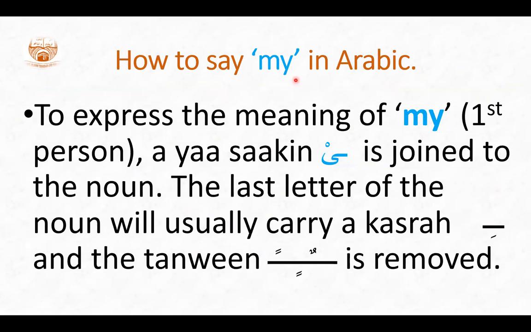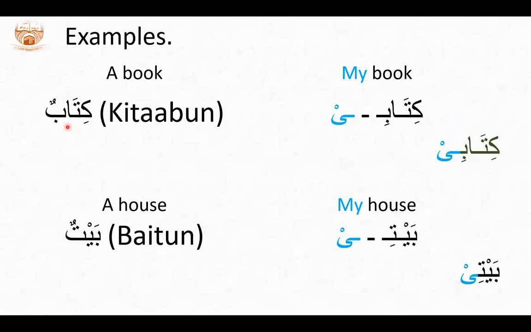How do we say "my" in Arabic? To express the meaning of my, which is the first person, because my refers to only one individual, right? A ya sakin is joined to the noun. The last letter of the noun will usually carry a kasra, and the tanween is removed. So let's look at this further. Example, we have the word here, kitabun. Everyone say that? Kitabun.